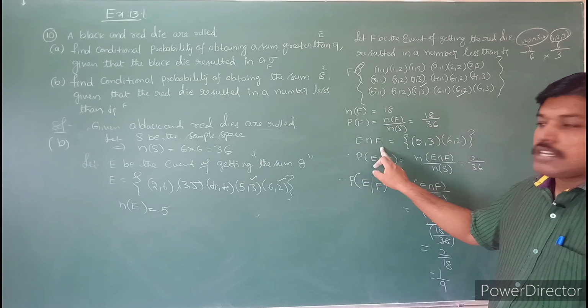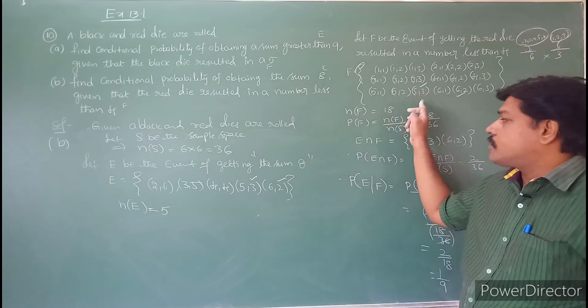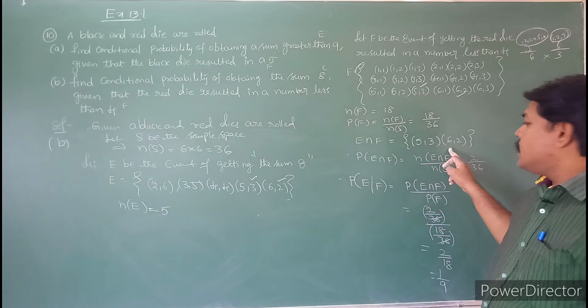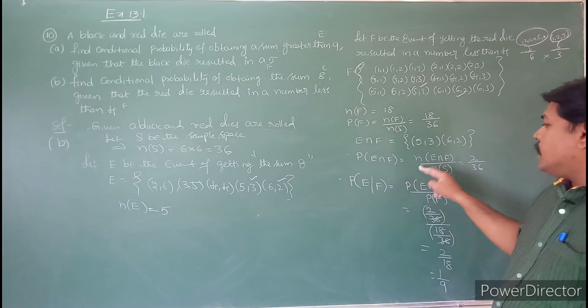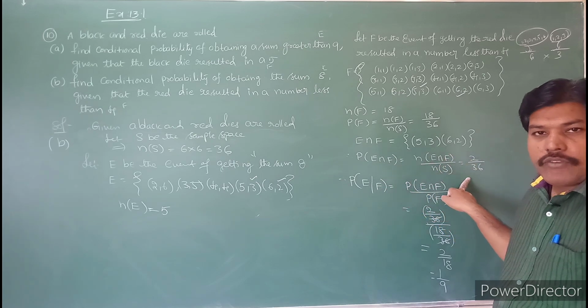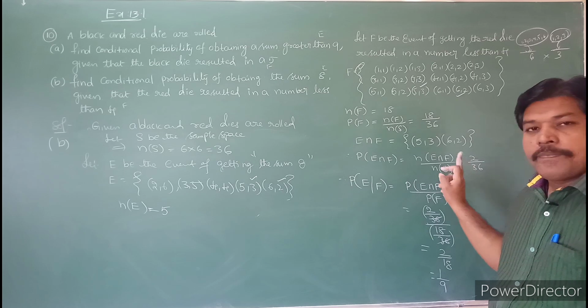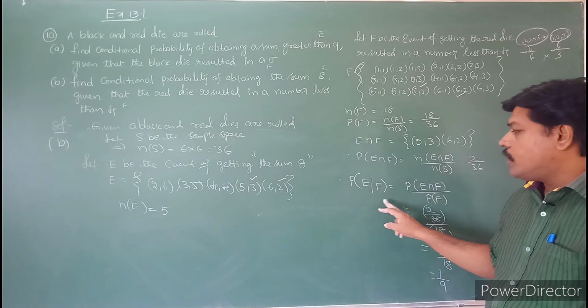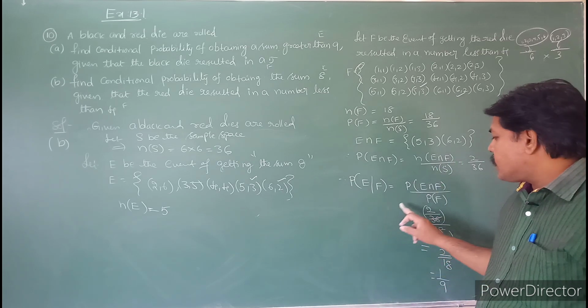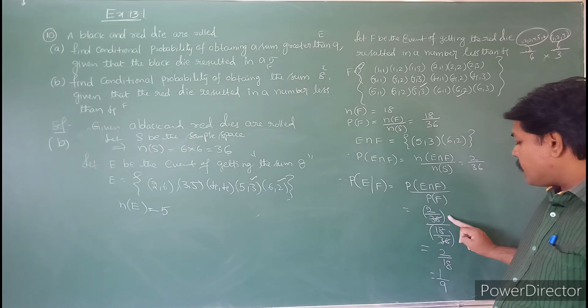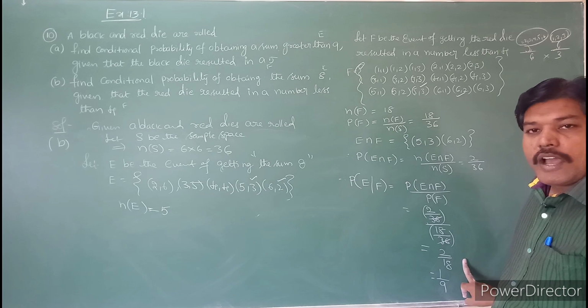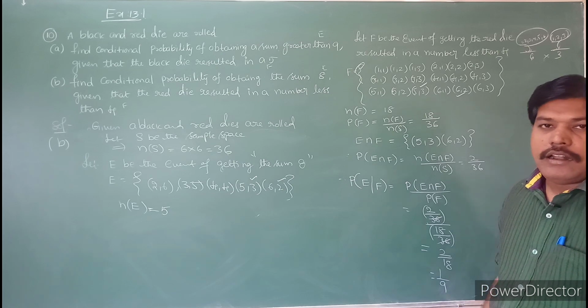Next E intersection F. Take the intersection of these two sets. You will get 5, 3 and 6, 2. So then P of E intersection F will become n of E intersection F by n of S. So that is equal to 2 by 36. After getting this value, probability of E given F, you can take P of E intersection F by P of F. So that is nothing but 2 by 36 over 18 by 36. You will get 2 by 18. So that is nothing but 1 by 9.